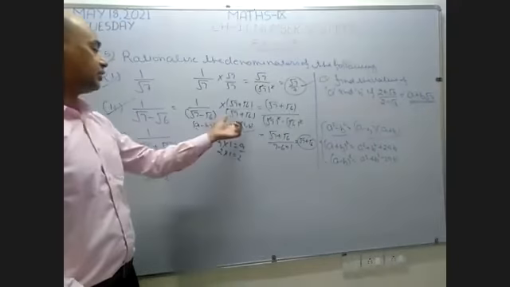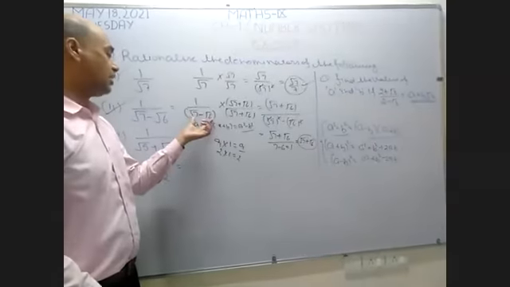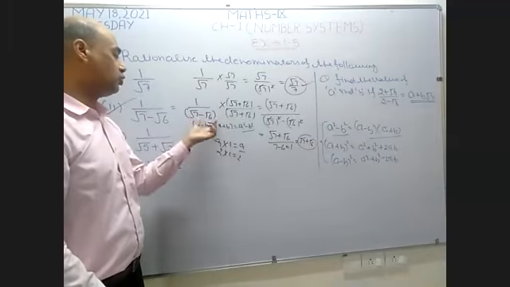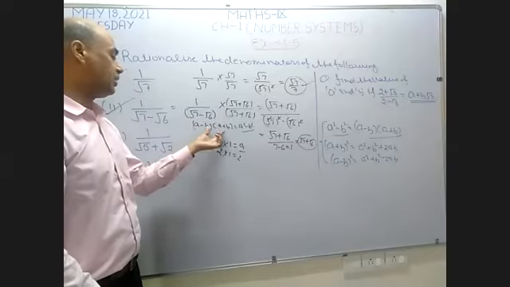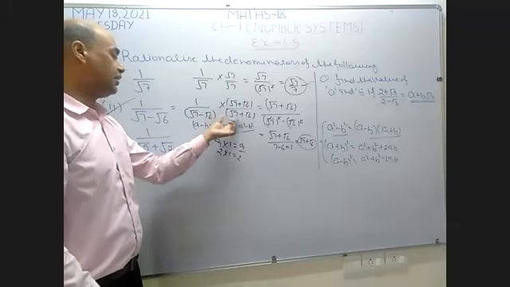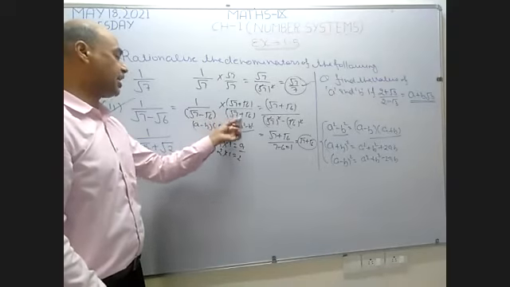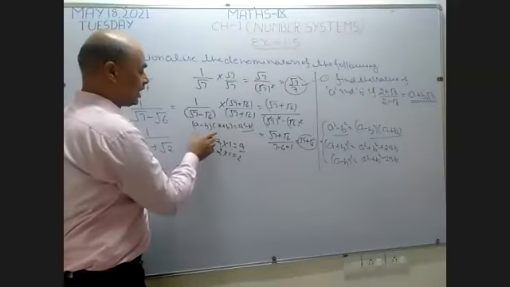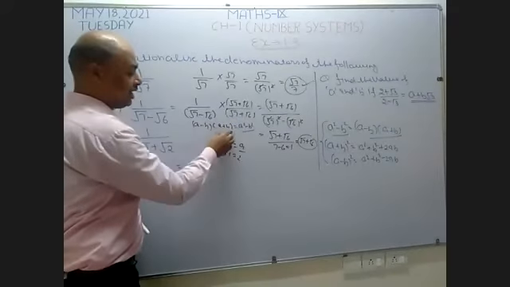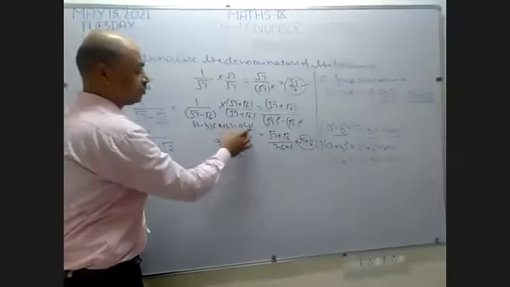Now in the denominator, two numbers are there: root 7 minus root 6 and root 7 plus root 6. I want to use this identity, a minus b, a plus b. The only difference is in the sign. Both numbers are the same, with a difference in their sign. When the numbers remain the same and the signs are different, I use the identity a minus b, a plus b, which is a square minus b square.